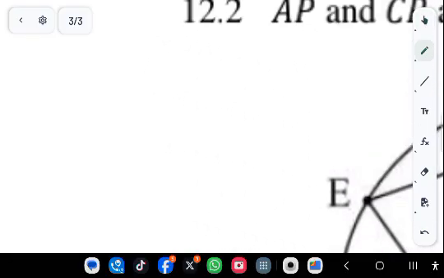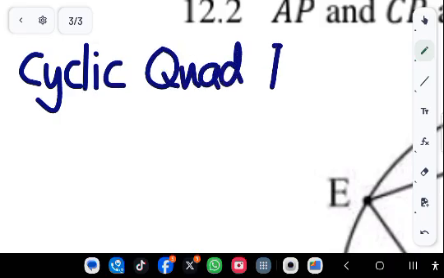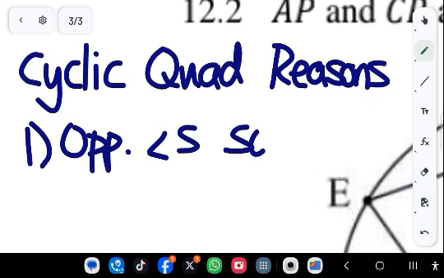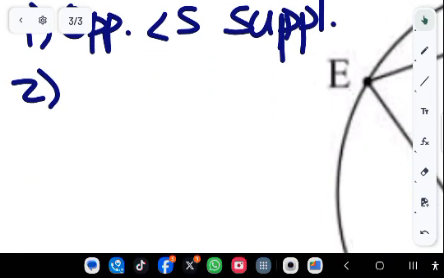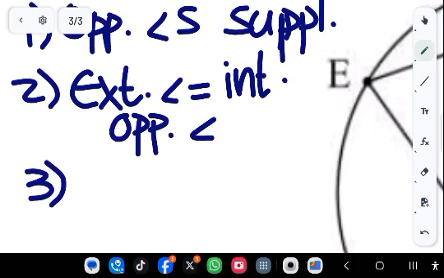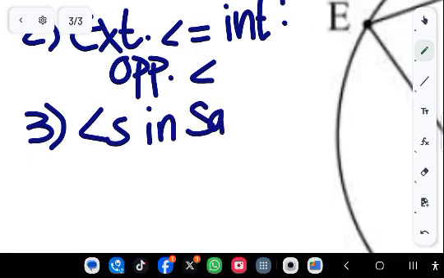Now here are the 3 ways you can prove that a quadrilateral is cyclic. Cyclic quad proof, reasons. The first reason, you can prove that opposite angles are supplementary, meaning that they add up to 180 degrees. The second way is to show that the exterior angle is equal to the interior opposite angle. Number 3, you can show that angles in the same segment are equal.